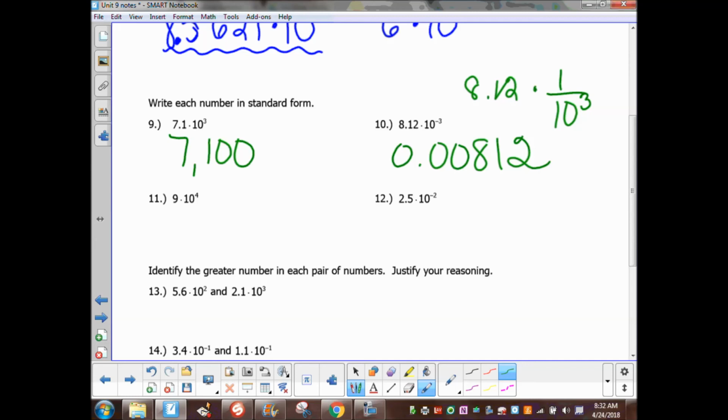Number 11, 9 times 10 to the 4th power. Am I going to get a big number or a small number? Anybody? Big number, because I'm multiplying by 10 to the 4th. So what am I going to get now, Brendan? You said 90,000. Again, type that in. 9 times 10 to the 4th. And hit enter. You should get 90,000.